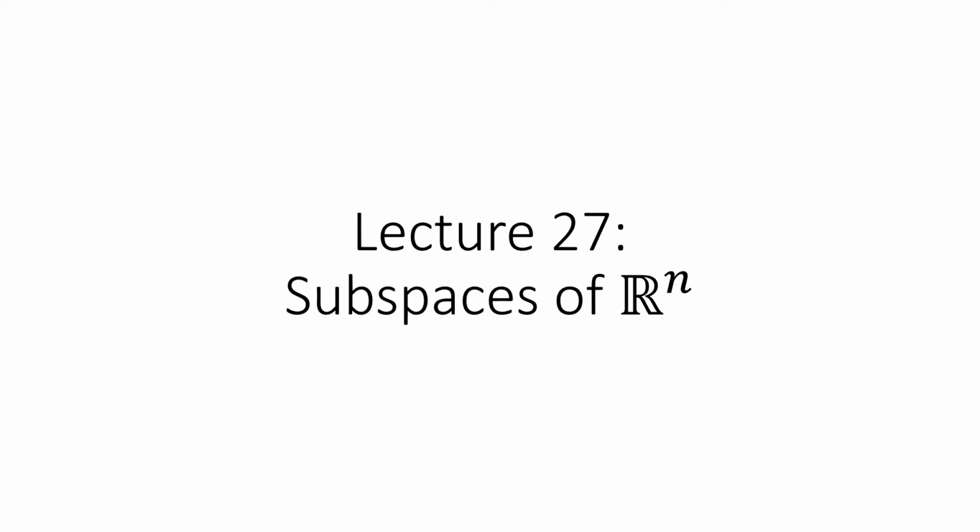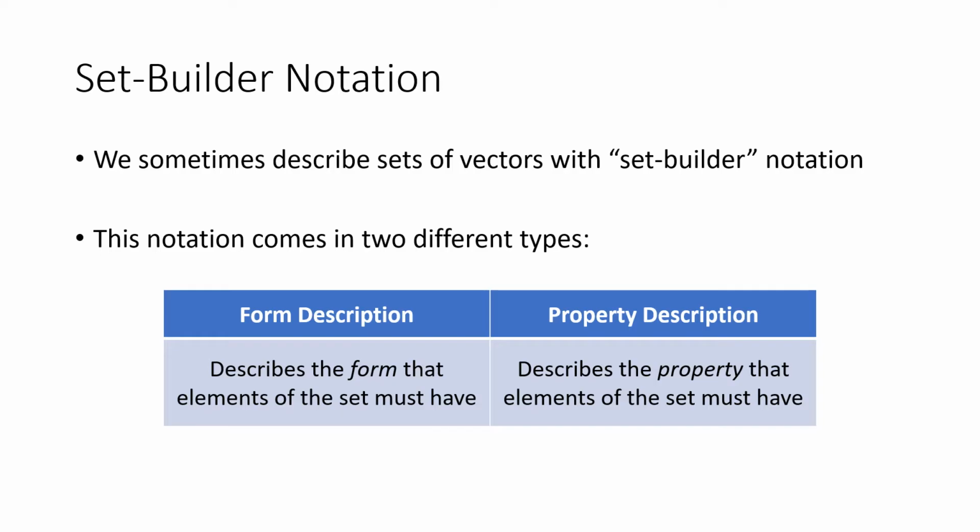In this lecture, I'll be talking about subspaces of Rn. Before we get into what a subspace of Rn is, I need to explain what set builder notation is. This is a notation that's often used to describe sets. In this case, we'll be using it to describe sets of vectors. And it really comes in two different types, and we'll see an example of each of these.